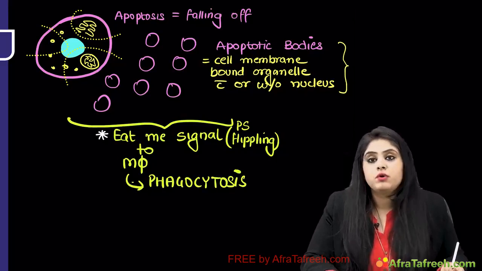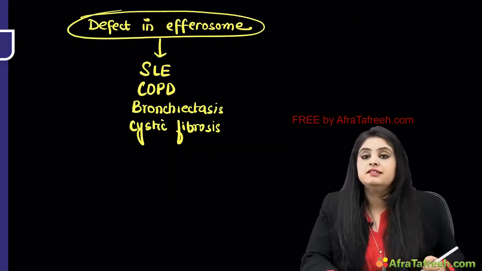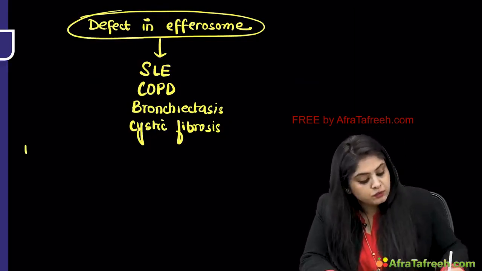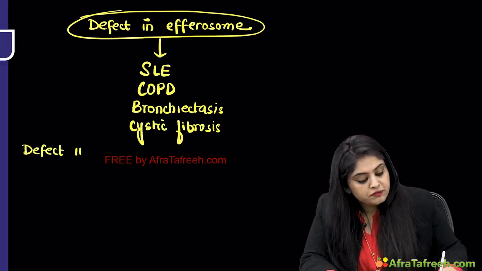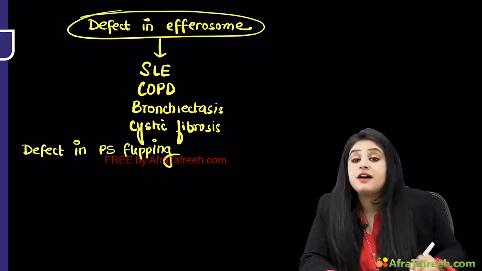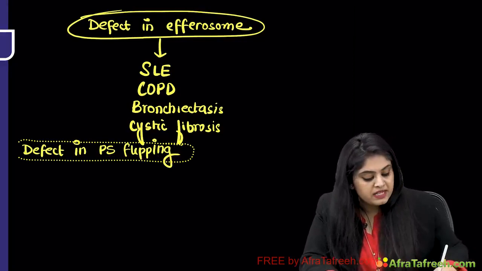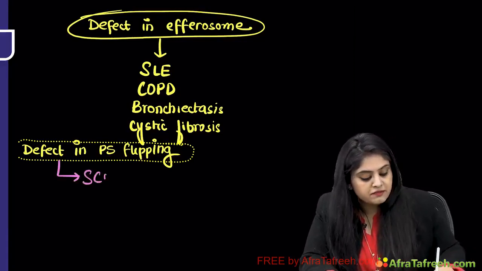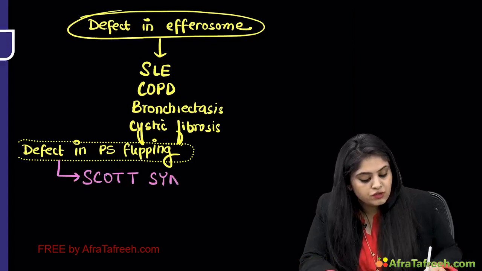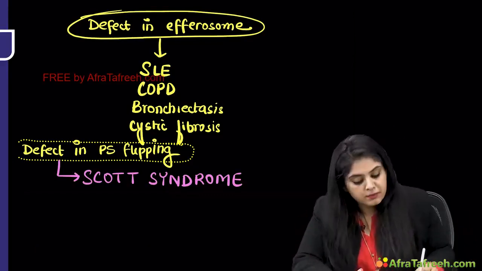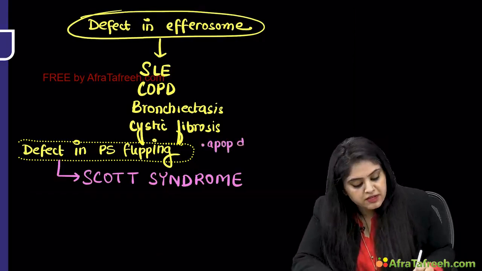One last question which is important for students appearing for the INI-CET exam. Like I told you, a defect in efferocytosis can cause diseases. There is also a defect in the phosphatidylserine flipping, and do you know what that disease is? A very famous disease that we will also study in hematology. If there's a defect in phosphatidylserine flipping, that is known as Scott syndrome. If PS flipping will not occur, this means apoptosis is not going to be complete. This means there's going to be an apoptosis defect.